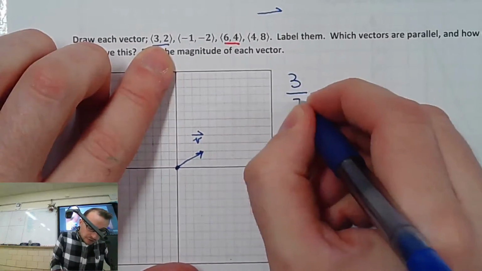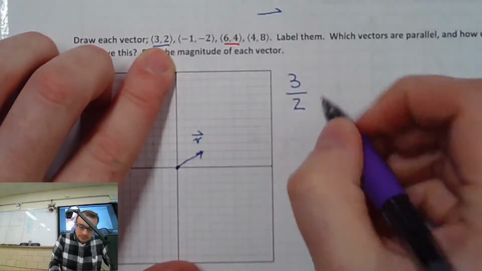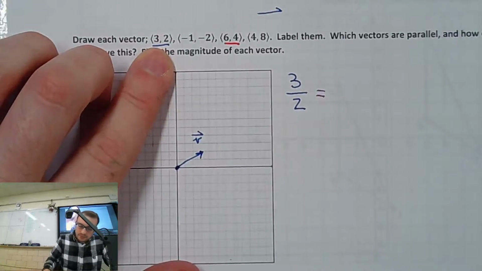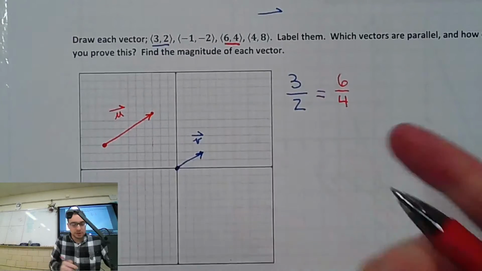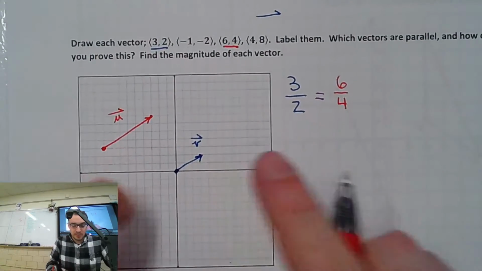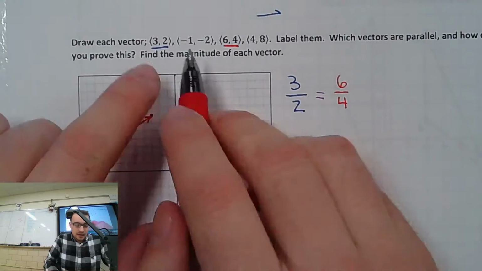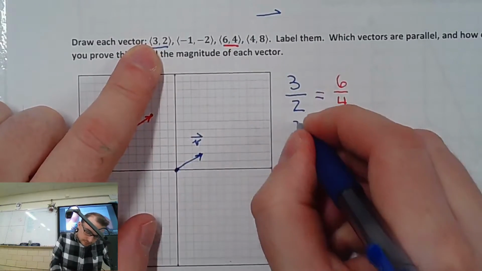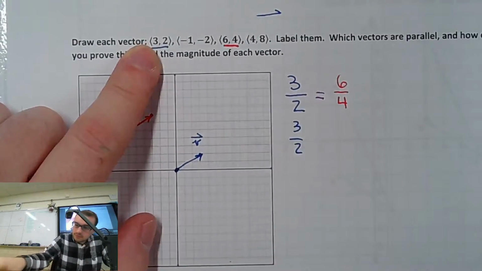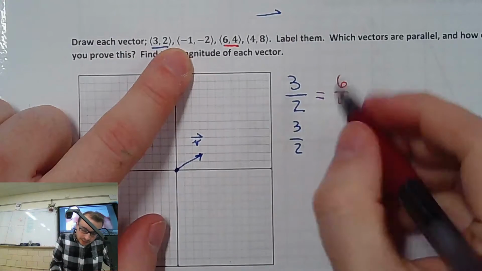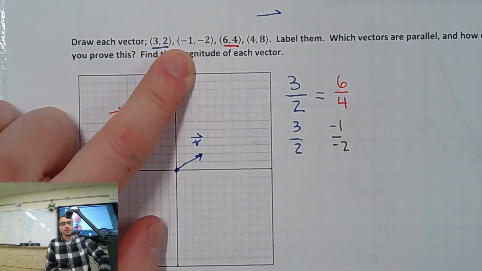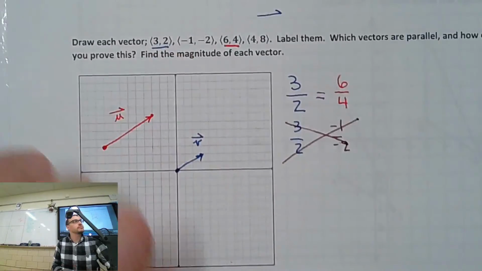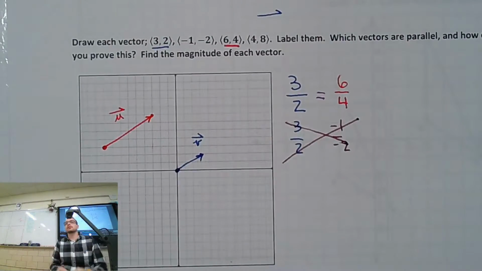3 over 2, 6 over 4. They're equivalent fractions, right? They equal each other, right? Which means they're going to be parallel. 3 over 2 and -1, -2. Are those equivalent? No, they're not. So those won't be parallel. They're going to go at random angles.